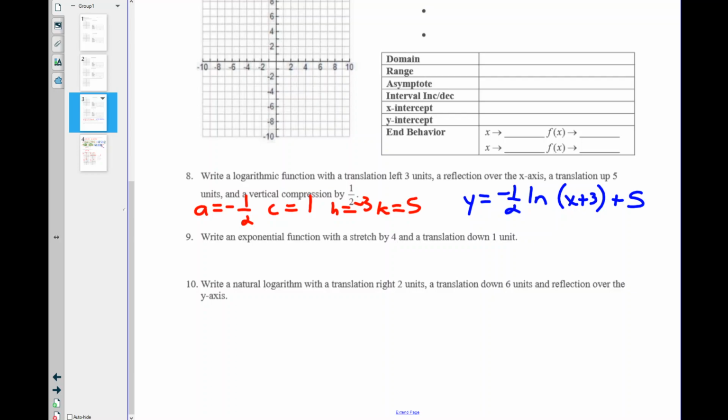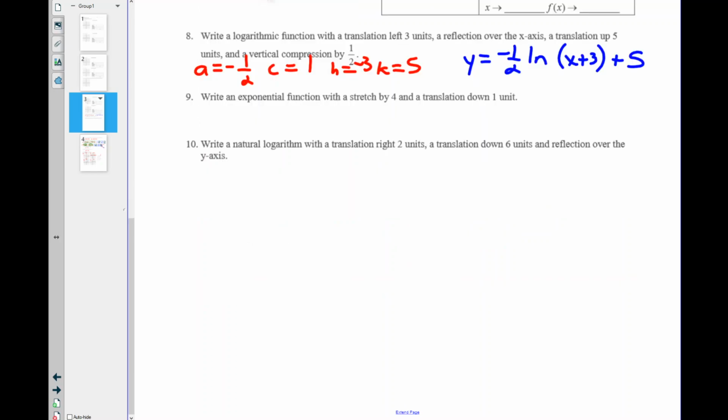Write an exponential function with a stretch by 4, and it doesn't even tell you which. All right, you know what? I hate these instructions. Let's assume that this is a vertical stretch. You can write that in if you want, and then a translation down 1 unit.